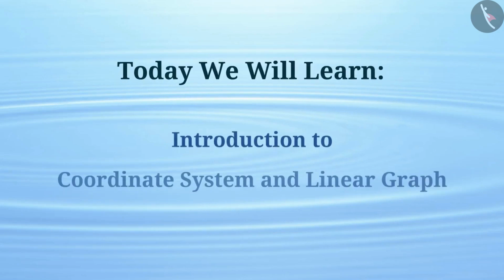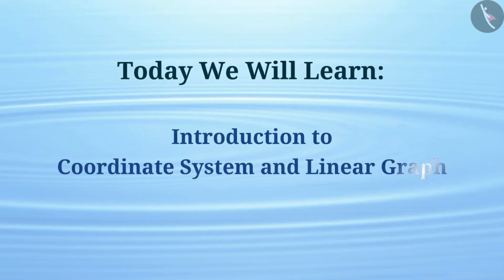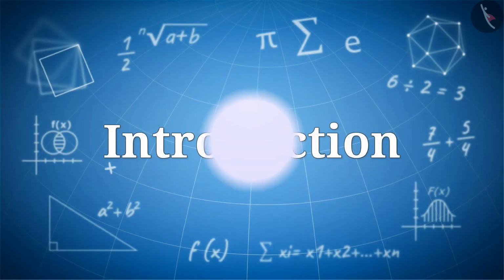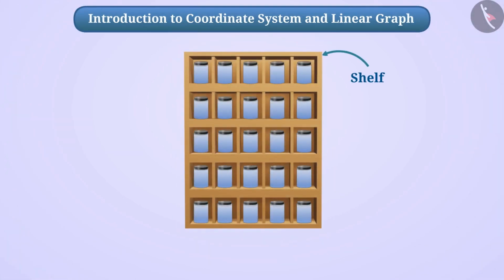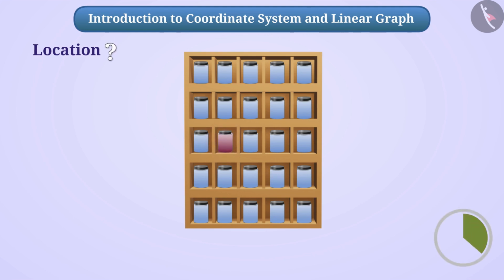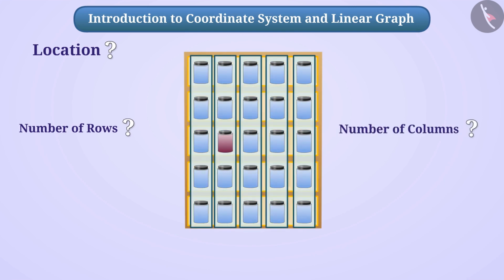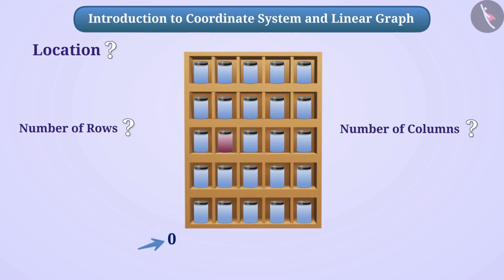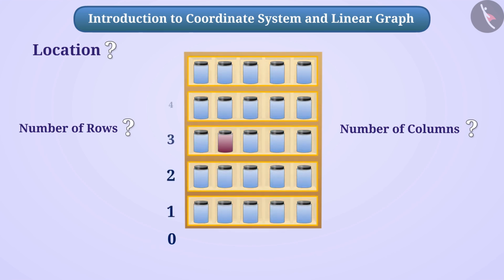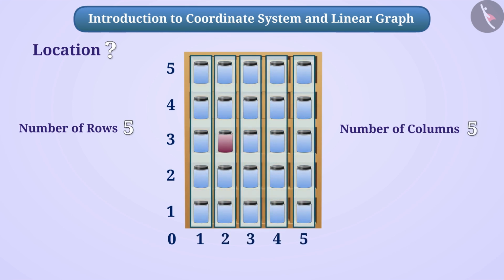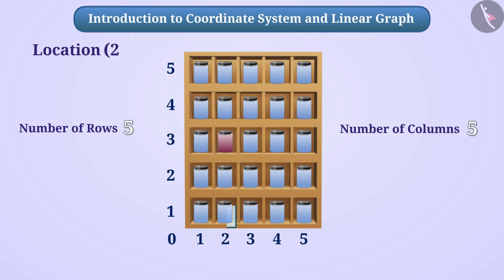Today we will learn an introduction to the coordinate system and linear graph. This shelf contains several boxes. Can you tell the location of this box? Think. Let me tell you, to determine the location of this box, we need the number of rows and the number of columns. If we start with 0 from this corner, we can number the rows in this way. Similarly, we can number the columns in this way. Now, we can say that the desired box is in the second column and the third row.